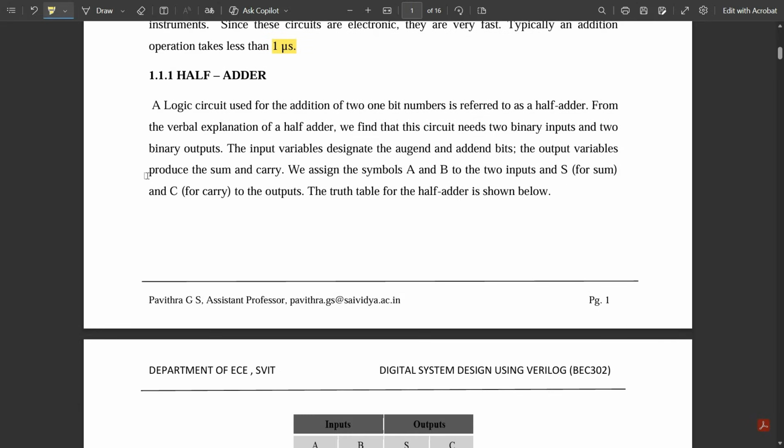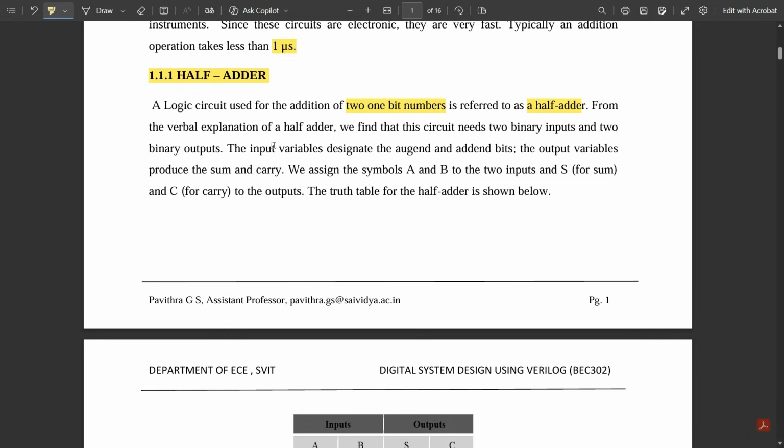Now let us get to the concepts one by one. The first concept is the half adder. I'm not going to explain in detail because this was covered in the earlier, lower classes. So what do we mean by half adder? A logic circuit used for the addition of two one-bit numbers is referred to as a half adder. Its main operation is addition. It does the addition of two one-bit numbers.